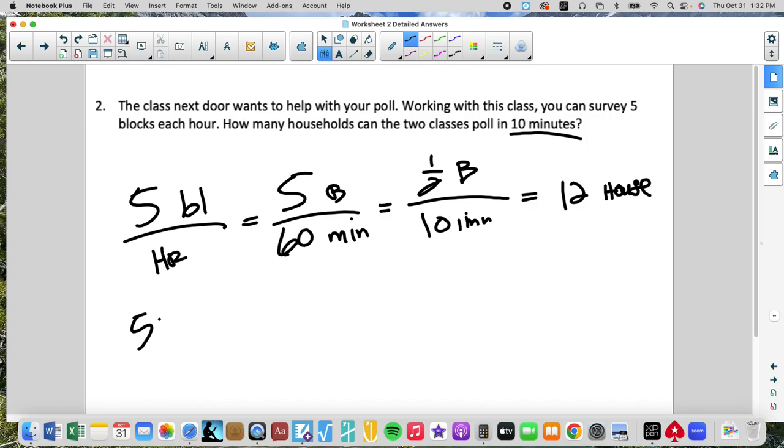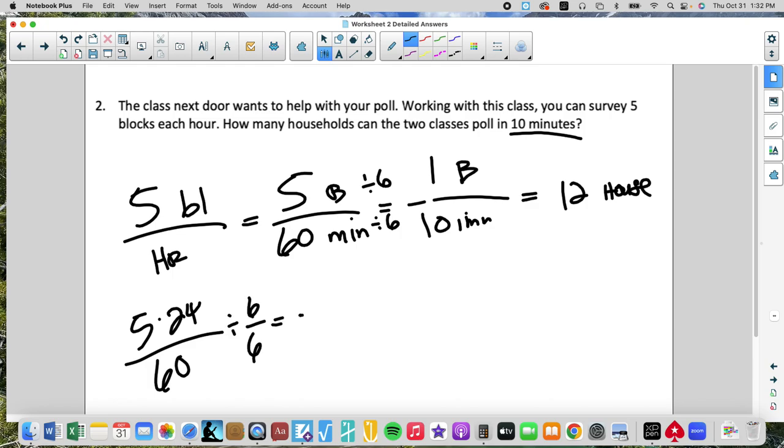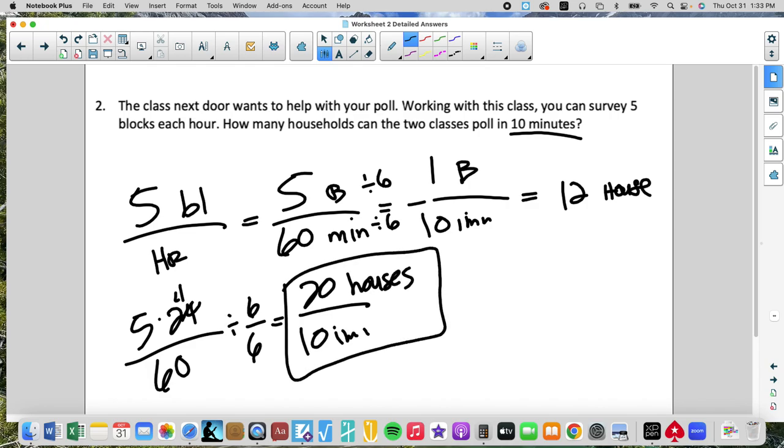Let's do this. So we have 5 times 24, and that's over 60 minutes. But I want only 10 minutes. Oh, I think I messed up here. I think that should be 1 block. My bad. I was dividing by 6. Divide by 6. That gets me my 10 minutes. And that's going to be 4. So that's 20 houses. 20 houses in 10 minutes. My bad. It's okay.